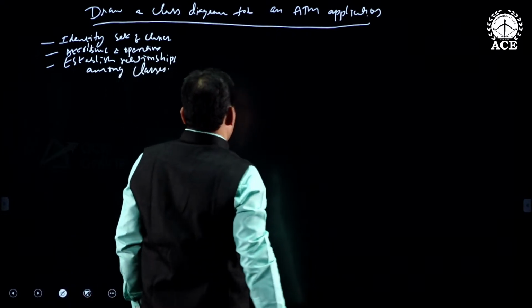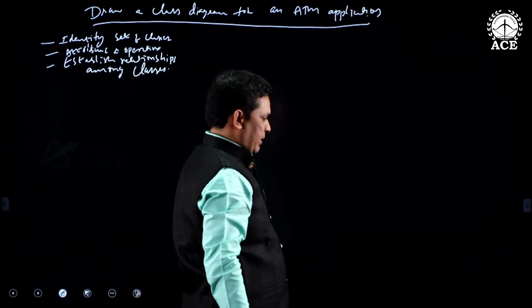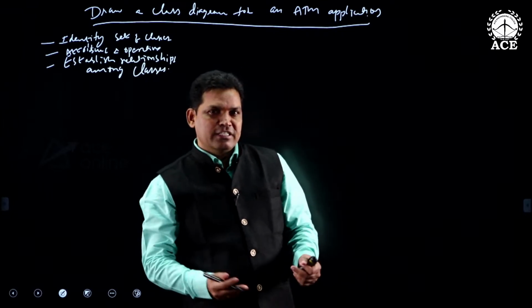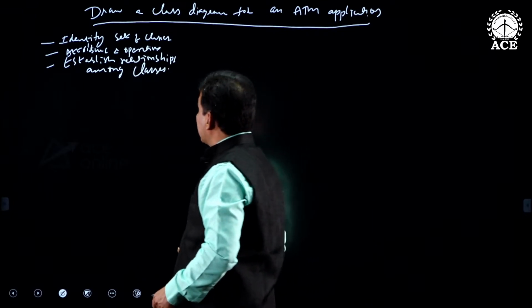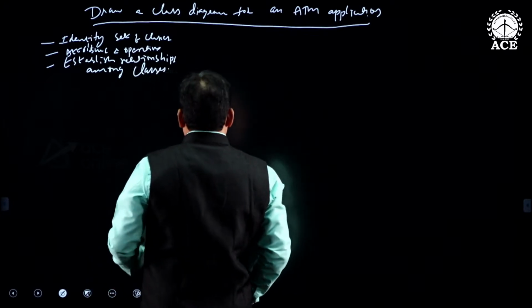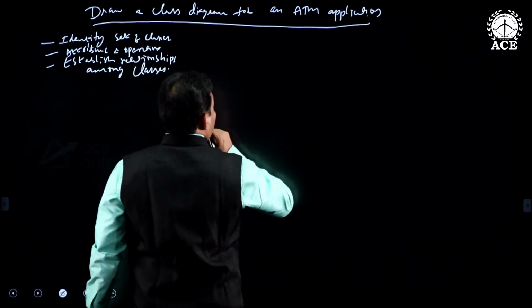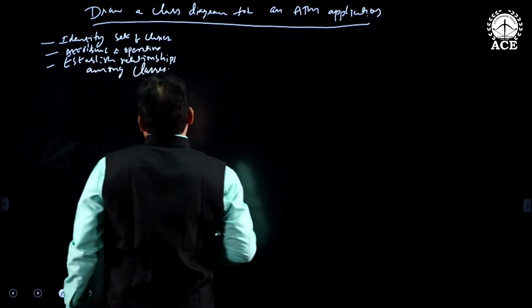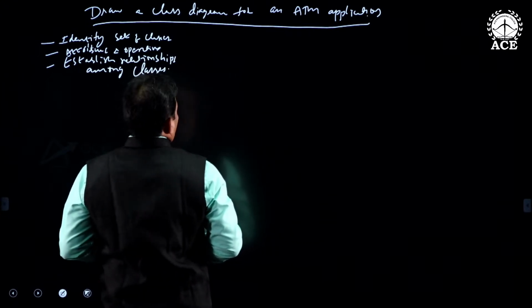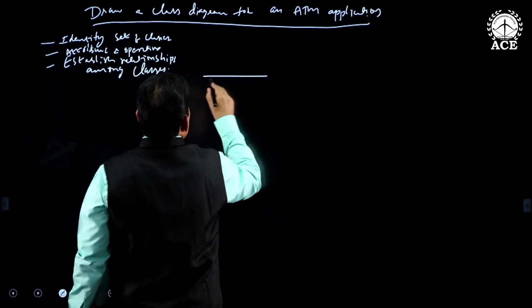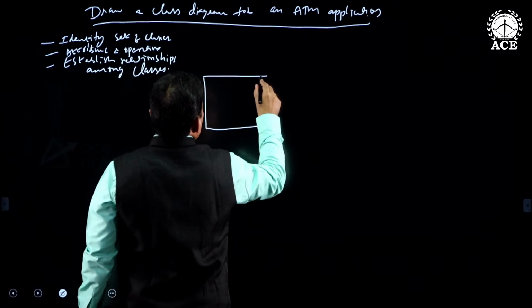For the ATM application, we are going to model a class diagram. Any class diagram is a collection of classes and relationships among classes. For an ATM application, what might the classes be? Just observe, an ATM application consists of various classes, right? What are those? User is one class, ATM user.